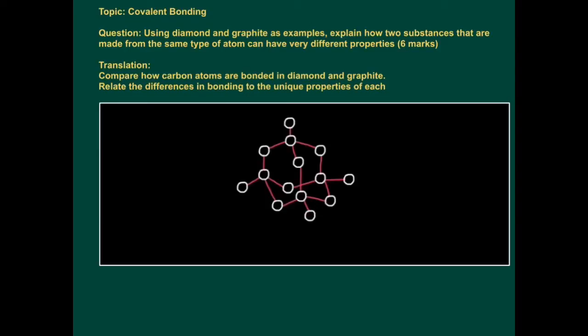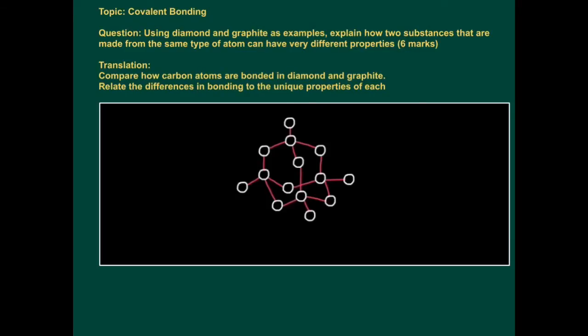This exam application tutorial is on covalent bonding. The question, for 6 marks: using diamond and graphite as examples, explain how two substances that are made from the same type of atom can have very different properties. So, compare how carbon atoms are bonded in diamond and graphite and relate the differences in bonding to the unique properties of each.